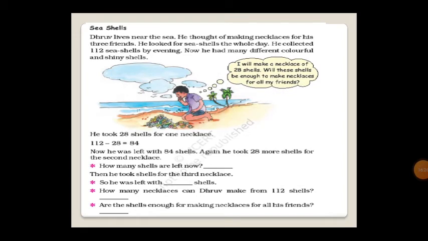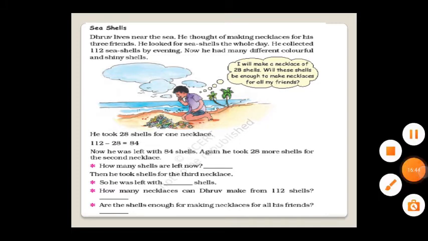Next, seashells. See here, Dhruva lives near the sea. He thought of making necklaces for his 3 friends. He looked for seashells the whole day. He collected 112 seashells by evening. Now he had many different colorful and shiny shells.